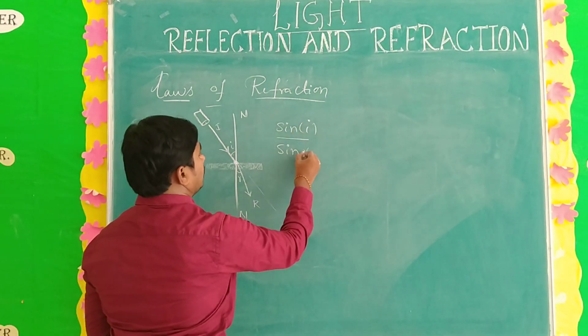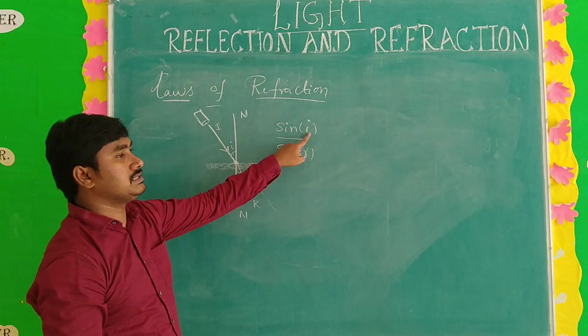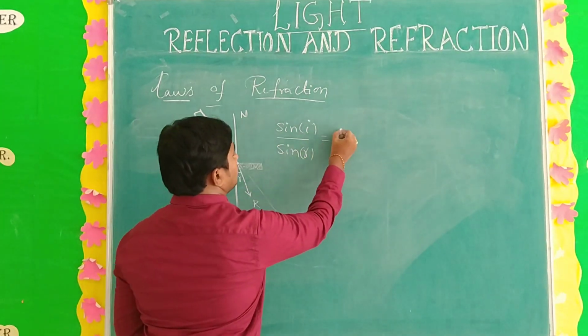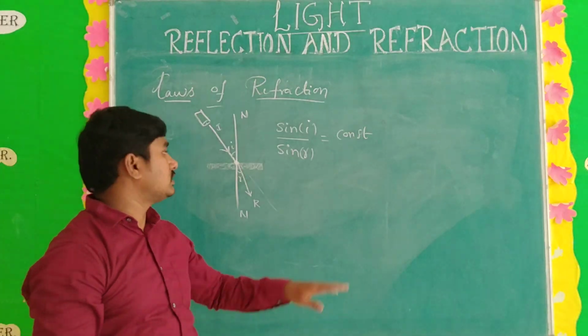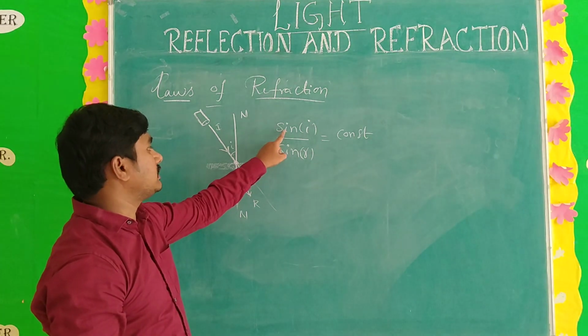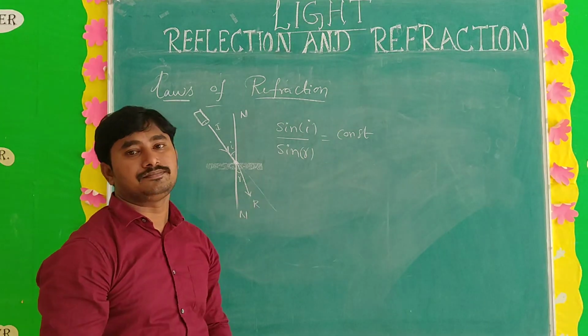This is sin i and this is sin r. It means the ratio of sine of the angle of incidence and sine of the angle of refraction is constant. So that is a very, very important law. What is the second law of refraction? The ratio of sine of the angle of incidence and sine of the angle of refraction is constant.